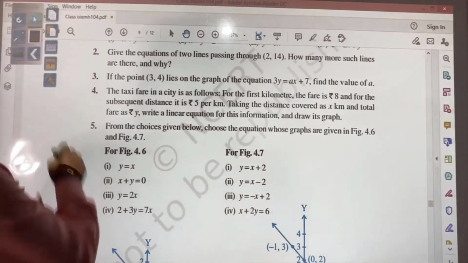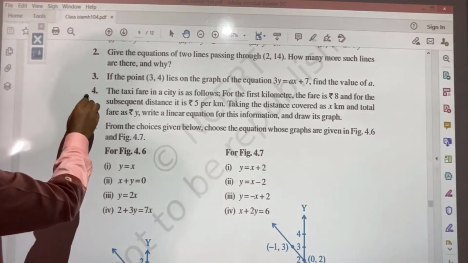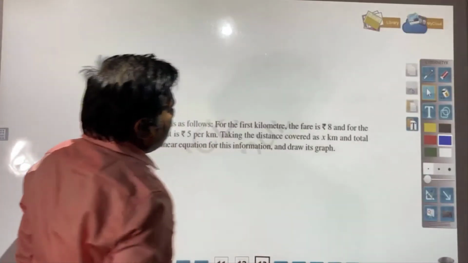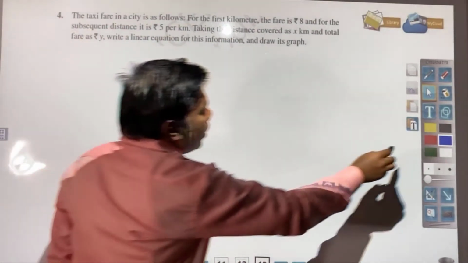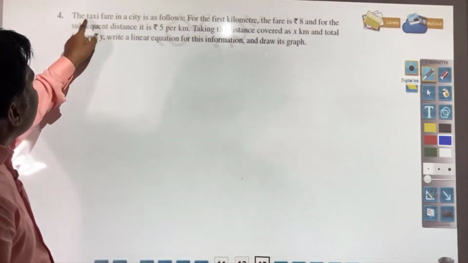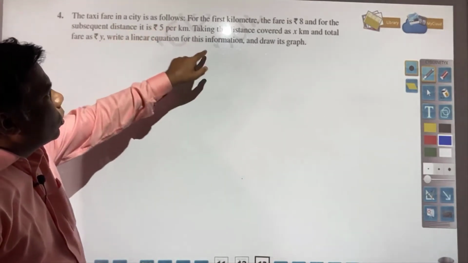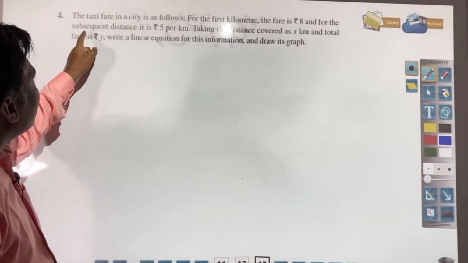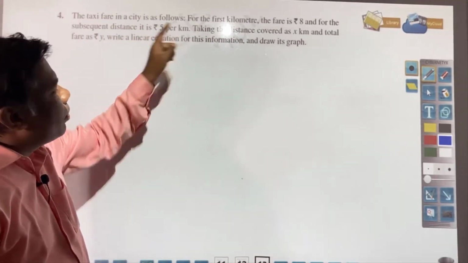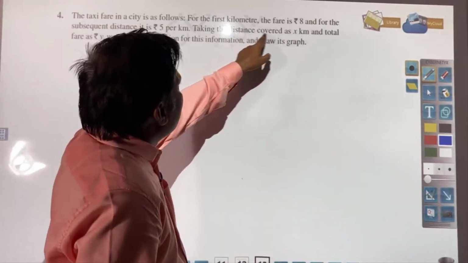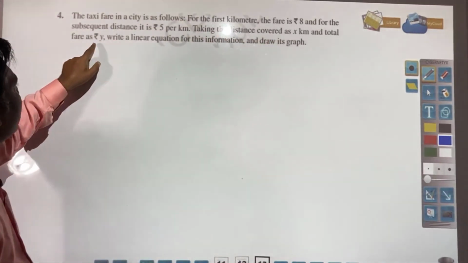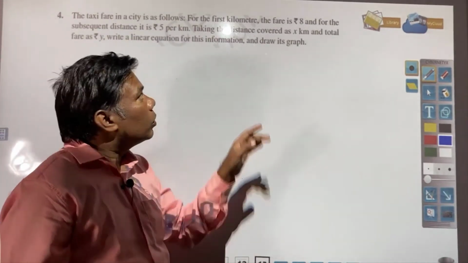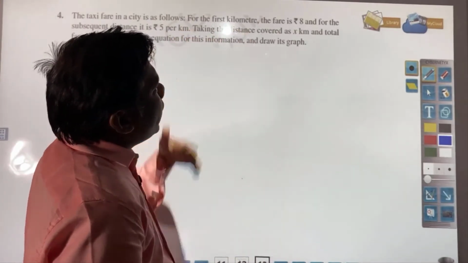Next you see, this is a very important question even for the exam. Here you have: the taxi fare in a city is as follows. For the first kilometer, the fare is 8 rupees, and for the subsequent distance, it is 5 rupees per kilometer. Taking the distance covered as x kilometer and total fare as rupees y, write a linear equation for this information and draw its graph also. Here you see, try to understand the question.